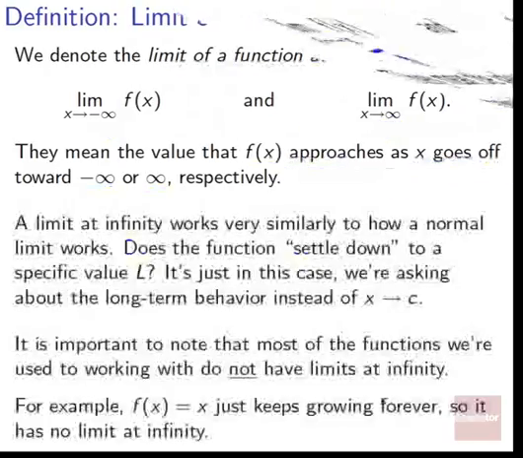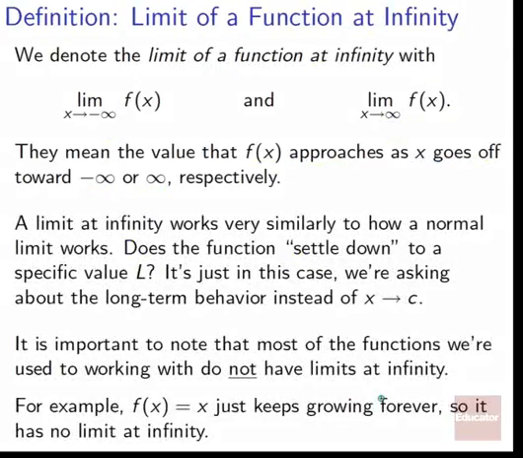Okay. A limit at infinity works very similarly to how a normal limit works. Does the function settle down? Does it go to some specific value L? It's just, in this case, we're talking about long-term behavior instead of x going to some specific horizontal location. So instead of what happens to the function as x gets close to c, it's what happens to the function as it rides off into the sunset. What happens as it goes off to some infinity?